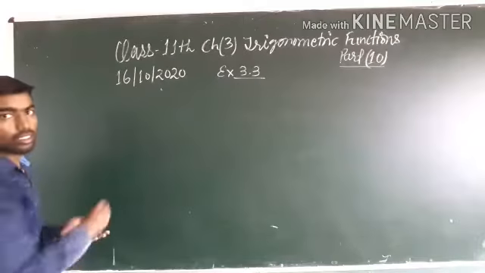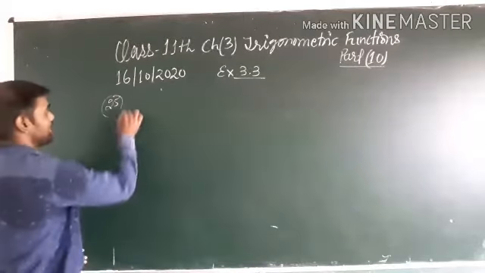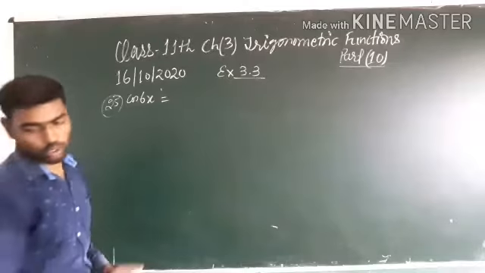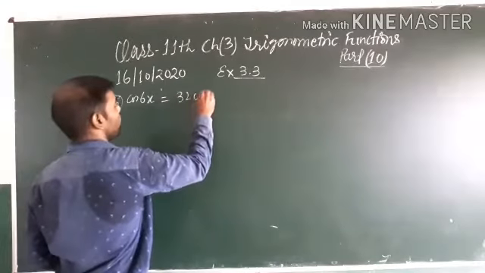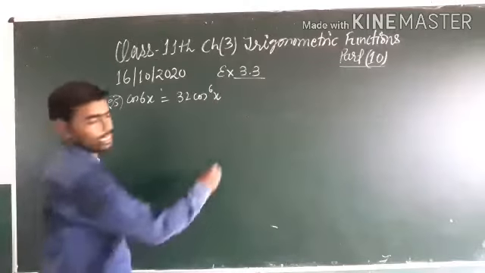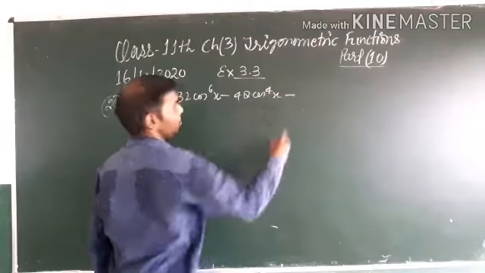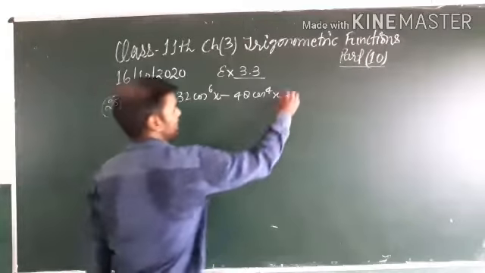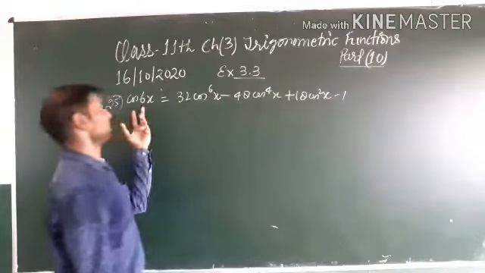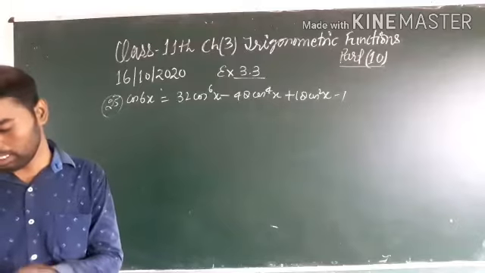The question is cos 6x is equal to 32 cos to the power 6 of x minus 48 cos to the power 4 of x plus 18 cos square x minus 1. So this is the left hand side and this is the right hand side.